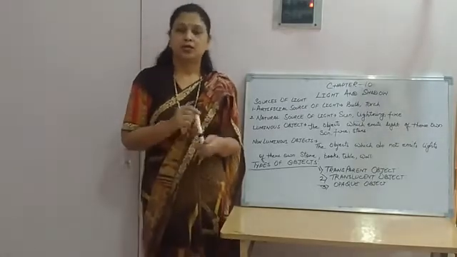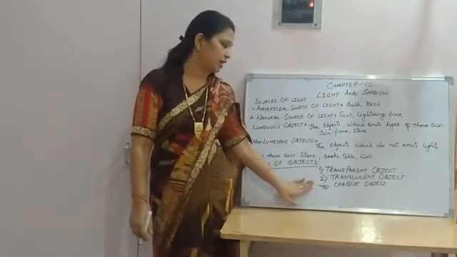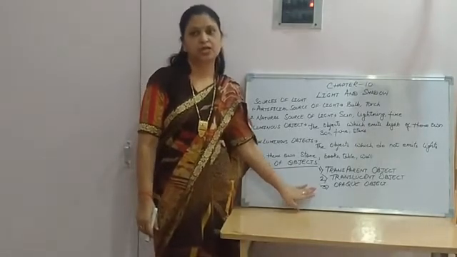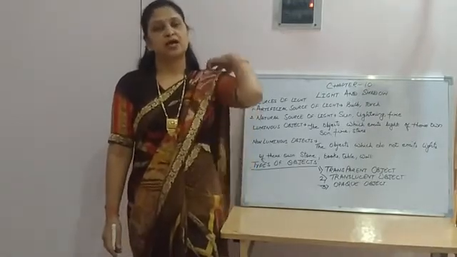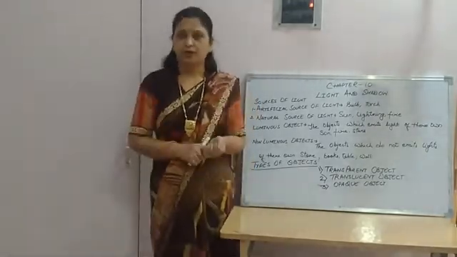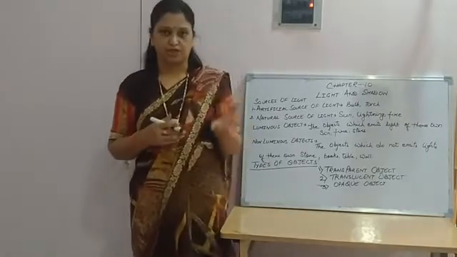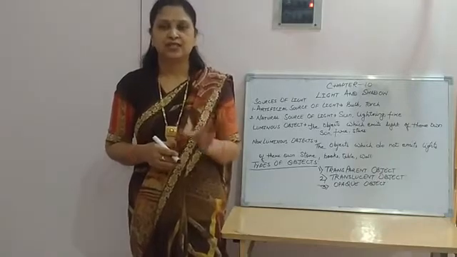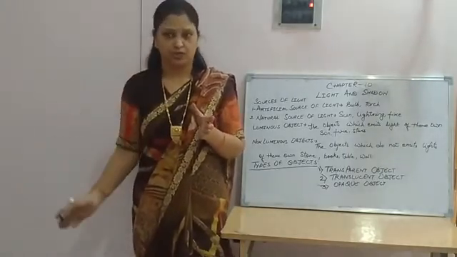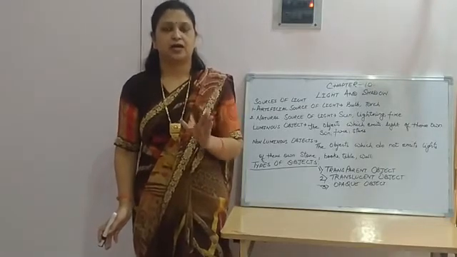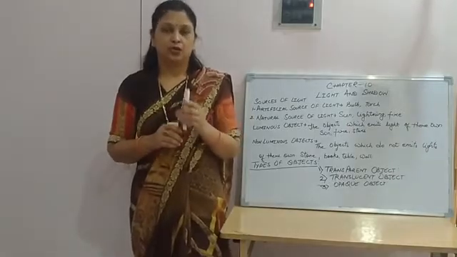Okay. Now, after learning about the types of objects, that are transparent, translucent and opaque objects, we learn about the shadow. What is a shadow? When light falls on an opaque object, we see a dark area on the other side of the object. This dark area is called the shadow. Okay?